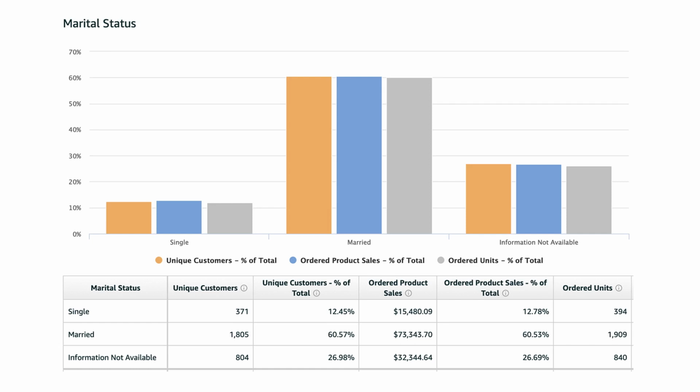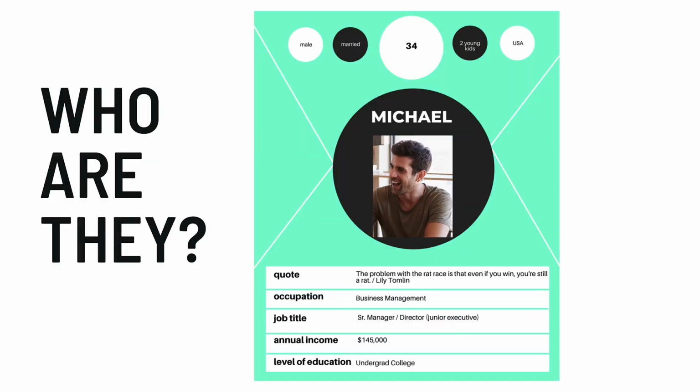So in my case, creating the FBA blueprint, who are they? I basically created one here called Michael. This is a male that's married, 34 years old, has 2 young kids and resides in the United States. There are obviously going to be females buying this course, and people in their 50s and 60s. It's not to say that everybody purchasing needs to be Michael, but it gives us an idea of who our typical tip of the spear customer archetype is that we need to understand and speak to.